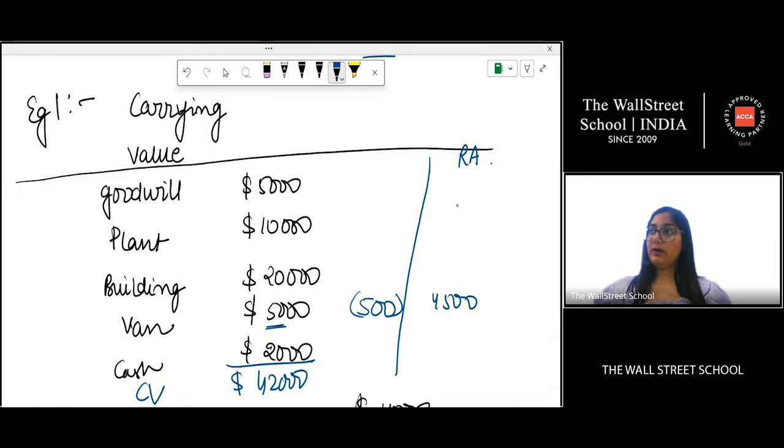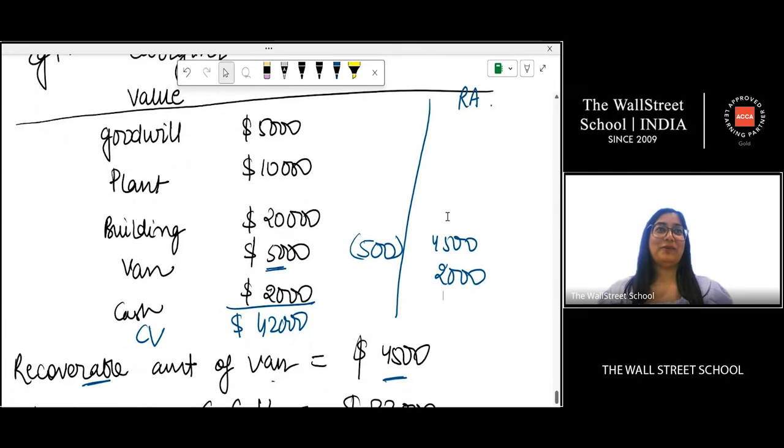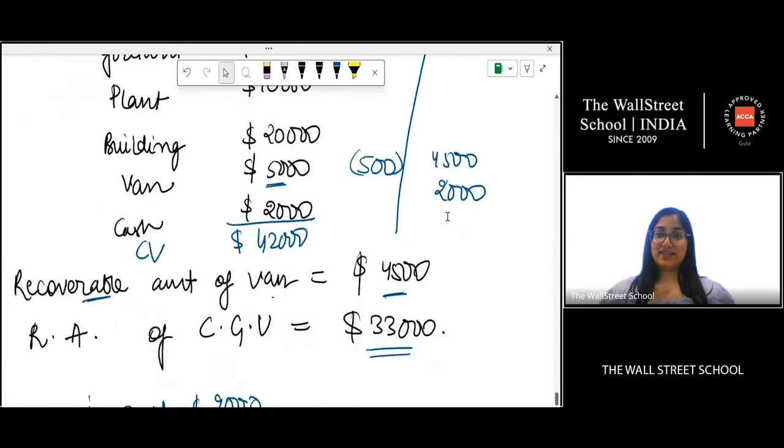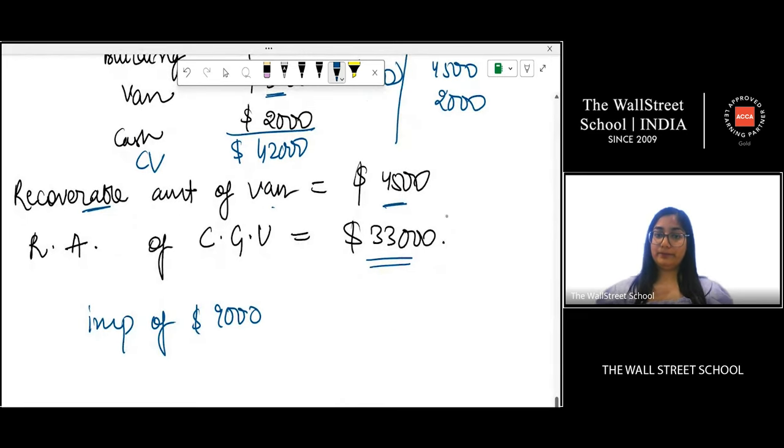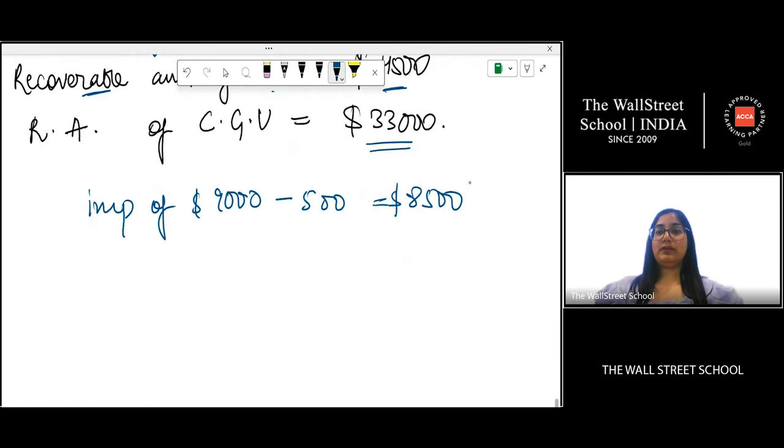Is it okay up till here? On cash, can there be an impairment charged on cash? Because the cash you have will remain the same, the value wouldn't change. So it will be 2000 itself. Okay, so now what happened here, we have already put 500 in the van. So how much are we left with? 8500. Okay, now I am writing something before I explain.